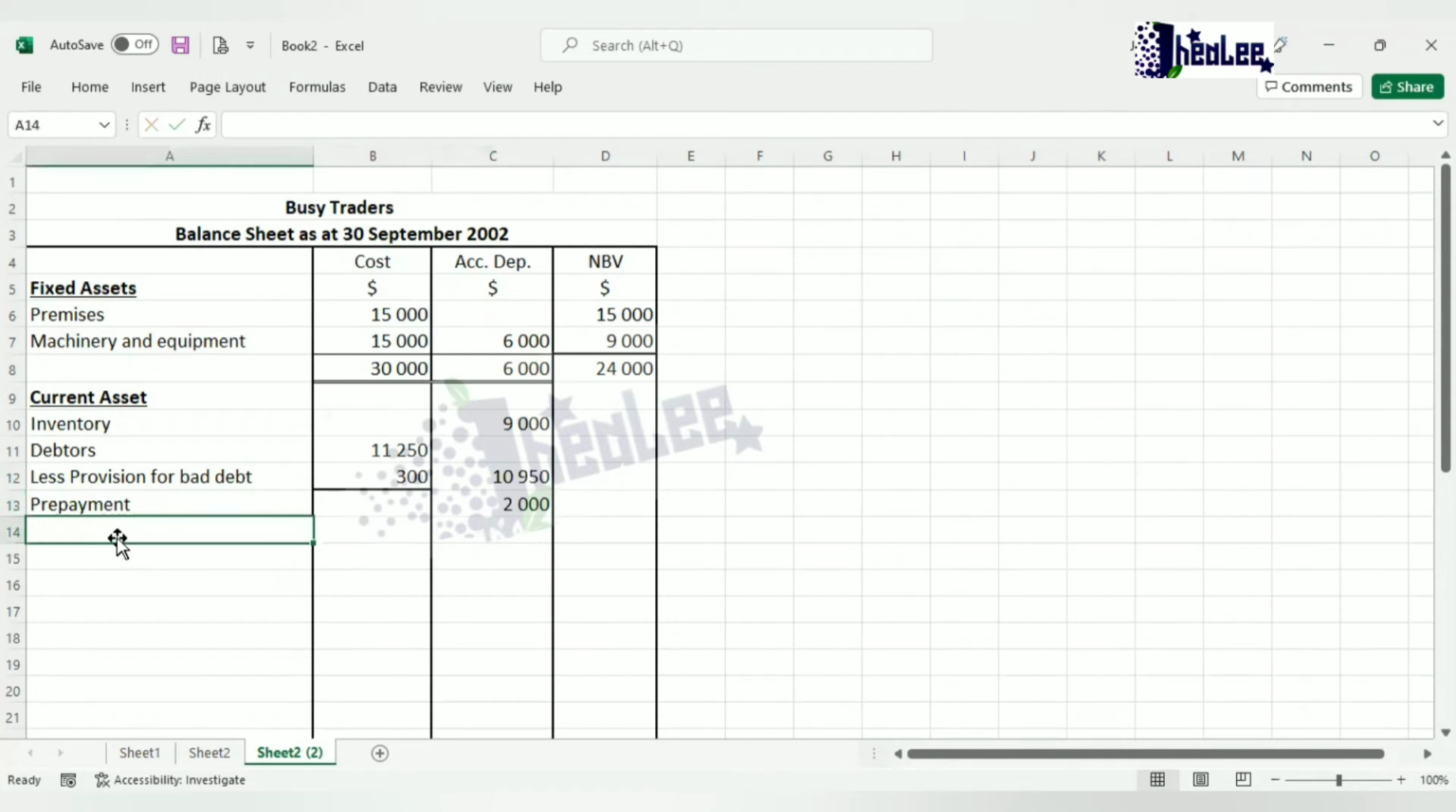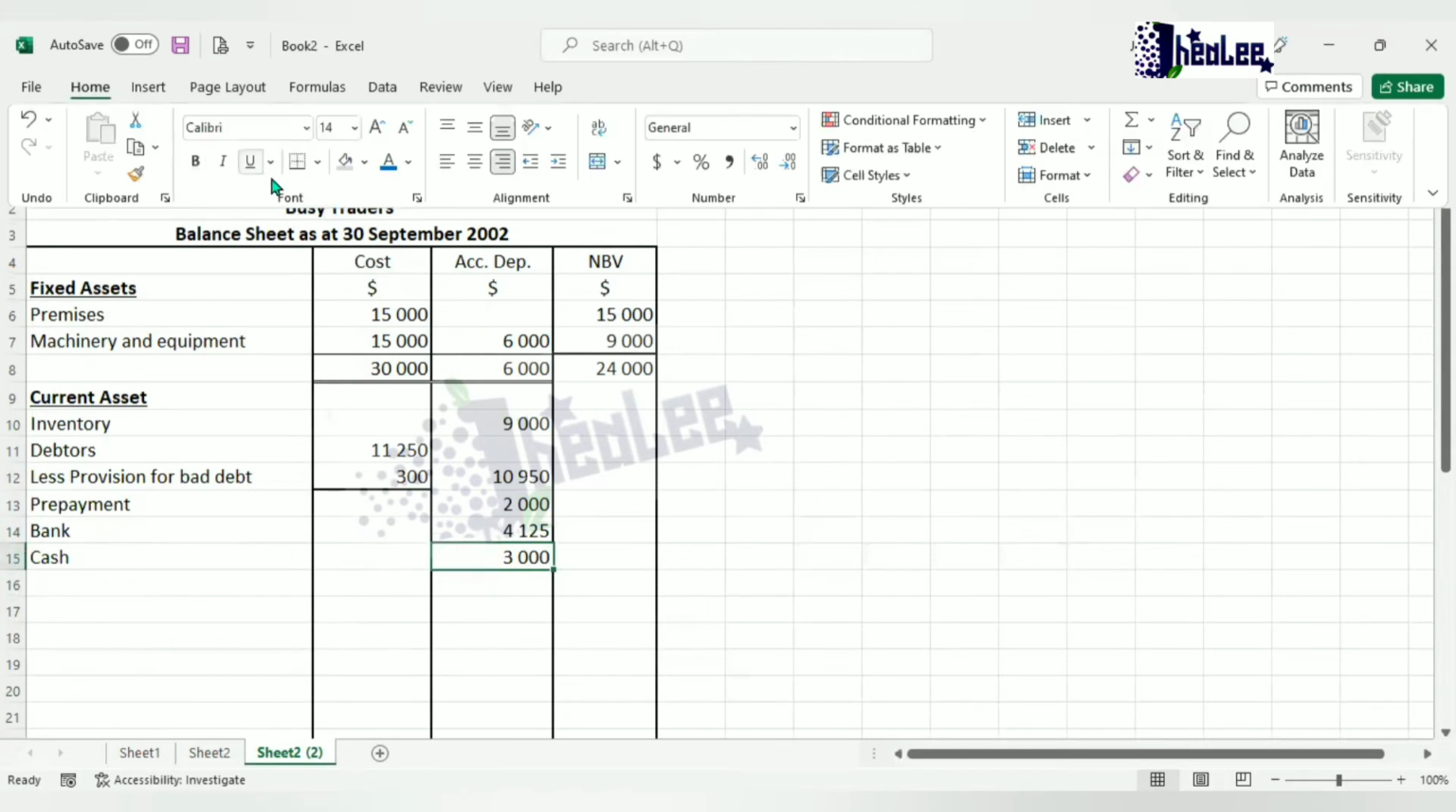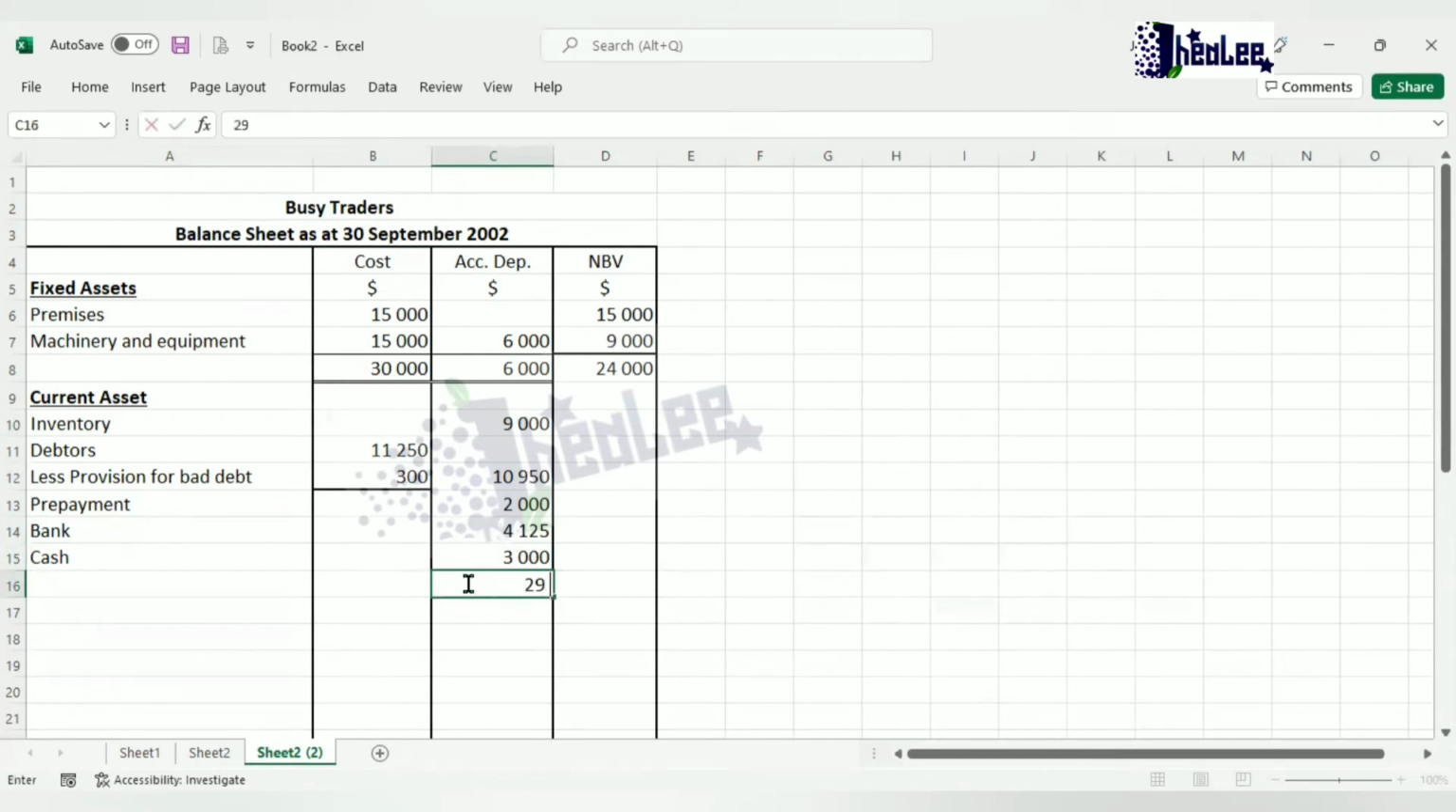We are now going to pick up our bank because we have to ensure that we put the items in the correct order of permanence. And the bank value is 4,125, and that is followed by the least permanent item, which is cash, also known as the most liquid asset. So that is cash, and that's $3,000. We're now going to total these to get our total current asset. Our total, people, is $29,075. Now that we have our assets, we have completed a part of the balance sheet.